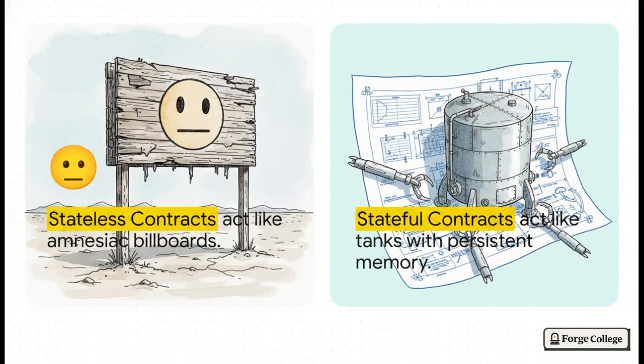You know, up until now, we've been building what we call stateless contracts. Think back to our previous Hello World example. It was essentially an amnesic billboard. Sure, it could hold up a hard-coded sign that said hello, but it couldn't remember a single thing you told it, and it definitely couldn't change its message. Well, today, we're leaving that amnesia behind. We're going to build a stateful contract by bolting a persistent storage tank right onto our blueprint. We're finally giving our contract a memory.